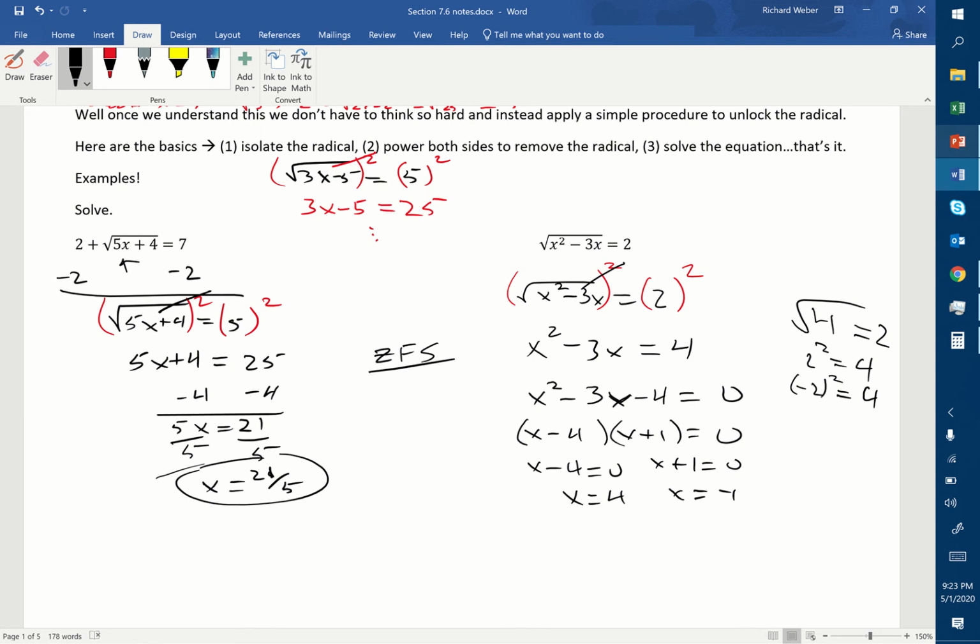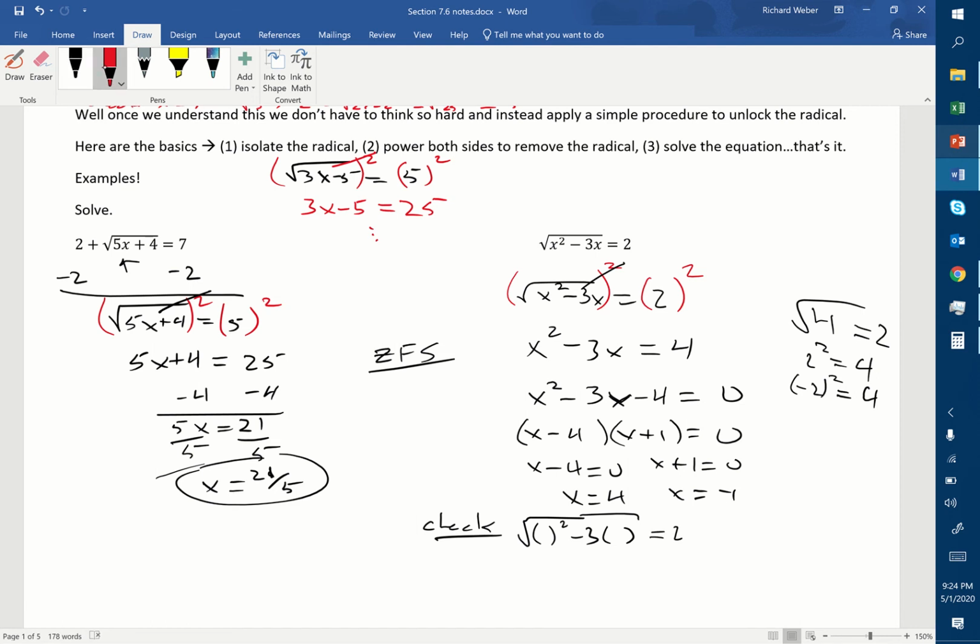So actually, we should check. And that's a thing that you have to learn to do with roots and radicals, just like you did with rational equations in the previous chapter. When you clear the fractions, you got to watch out. Don't divide by 0. In this case, it may not work. Let's find out. So I'm going to check by plugging into the original equation. X squared minus 3x. When I square root that, I should get 2.